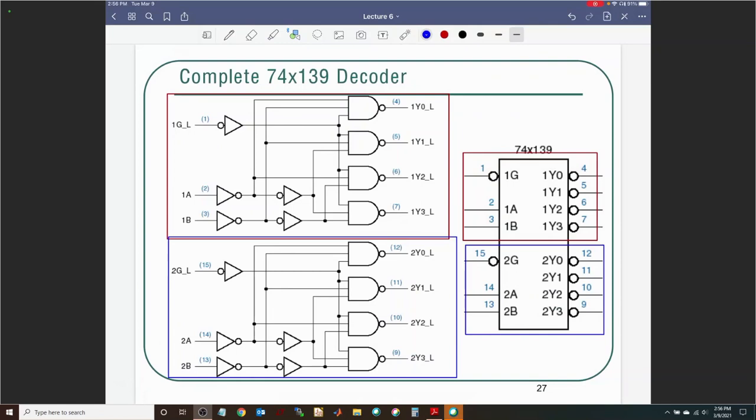So you have two of them in that one chip. The output would be written as Y3, Y2, Y1, Y0. That's absolutely right, because Y3 is your most significant output. You guys see that? So you have 2-to-4 decoders, active low enables, active high inputs, active low outputs in that. So that's your complete 74X139 chip.